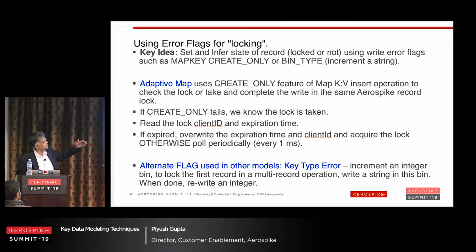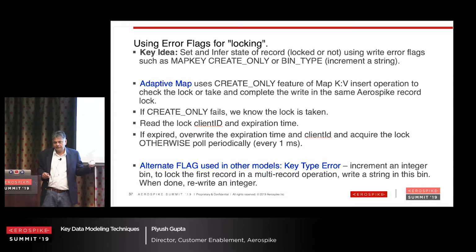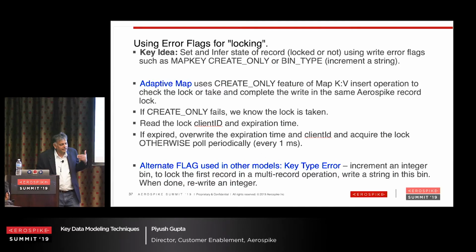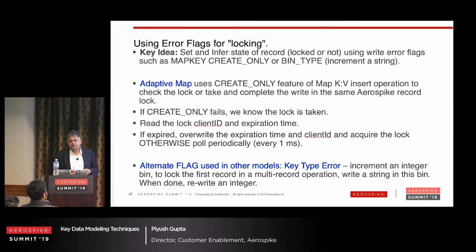The other option is, instead of the create only flag, in some cases we are using the key type error flag. So if you have a bin that you have declared, you're storing integers and you're doing increments, and when you want to lock the record, write a string to it. So when you try to increment, you'll get an error, bin type error. So that's another technique to essentially do these locking things.